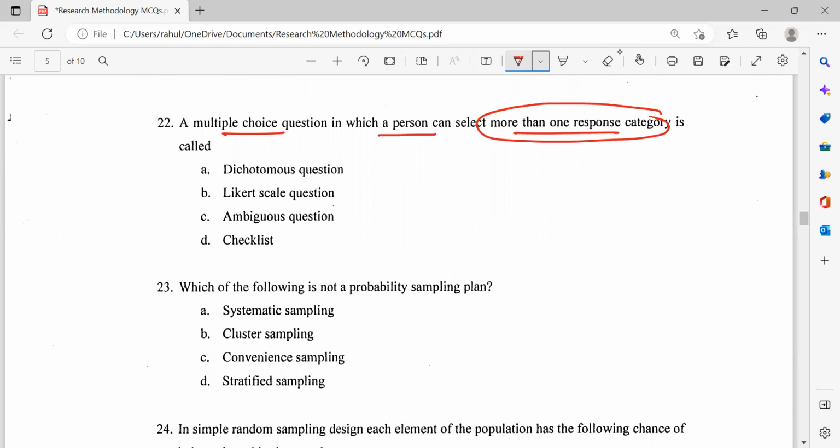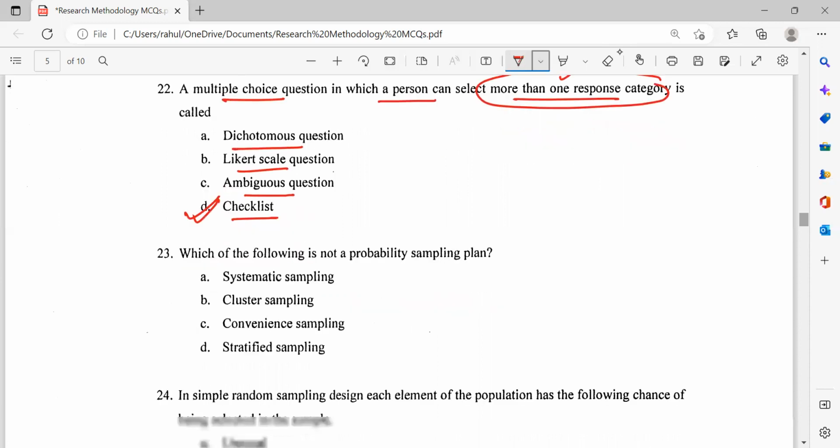More than one response category is called dichotomous question, Likert scale question, ambiguous, or checklist. It would be a checklist kind of question, right? 100% you know the meaning of all this: checklist for more than one response. Option D is the correct answer.